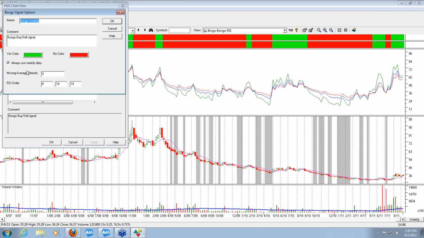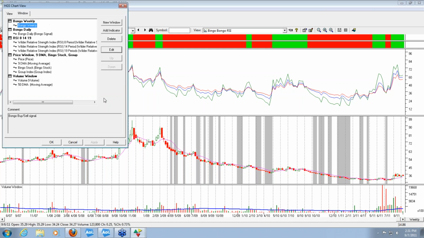This is what I was talking about earlier. When you apply Bongo to a chart, it defaults to always use weekly data. When you're doing the charts I created today, unclick. That way, it will use daily data if you're looking at a daily chart and weekly data if you're looking at a weekly chart. So these are the values that I use for the Bongo, the default values that came in HGSI.